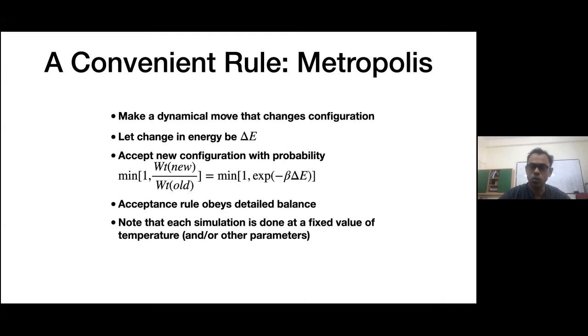A convenient rule for implementing detailed balance is the Metropolis rule, which says: make any dynamical move that changes the configuration. If the change in energy is delta E, you have an acceptance probability for that. The important thing to note is that each simulation is done at a fixed value of temperature or any other parameters.